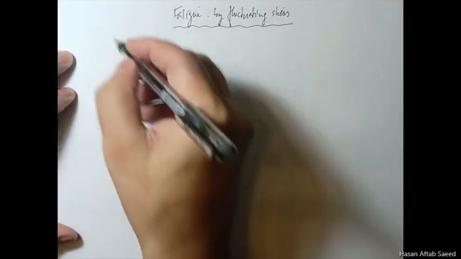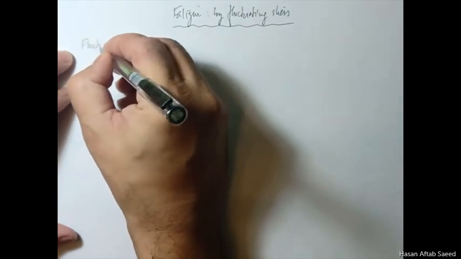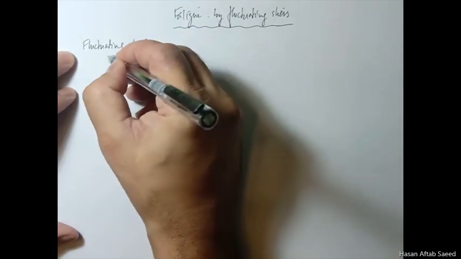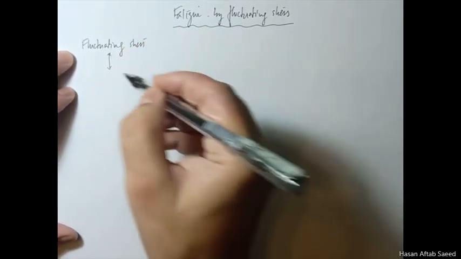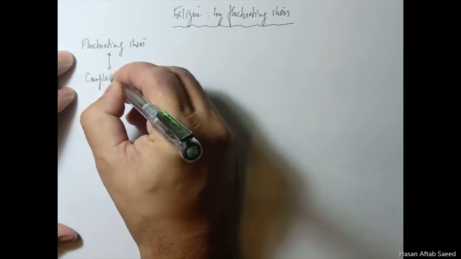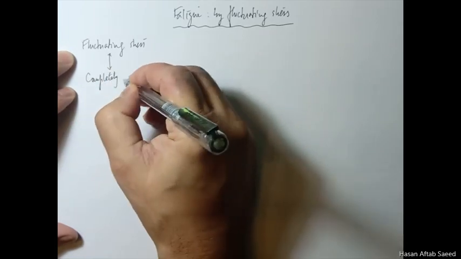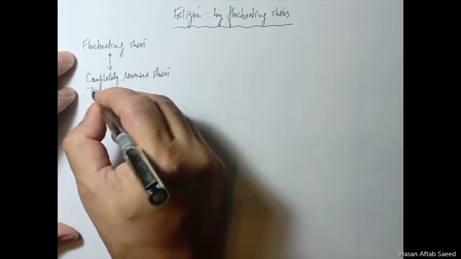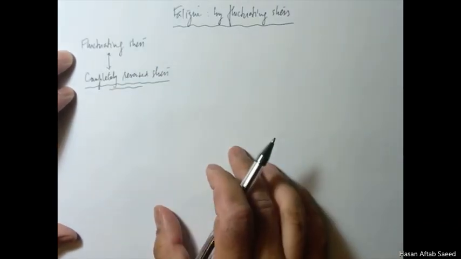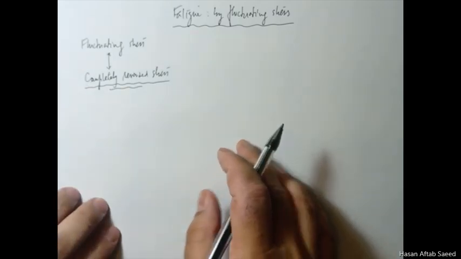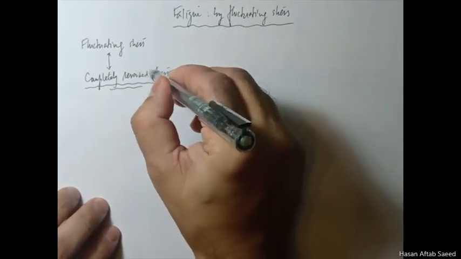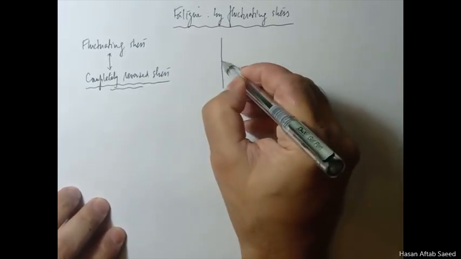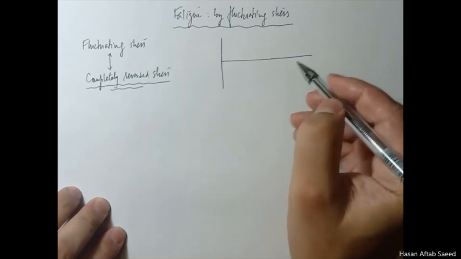So when we talk about fluctuating stresses, we talk about it in contrast with the completely reversed stress. Now you know this one very well. Now this fluctuating stress is in contrast with completely reversed stress. Let's recall what completely reversed stress was.